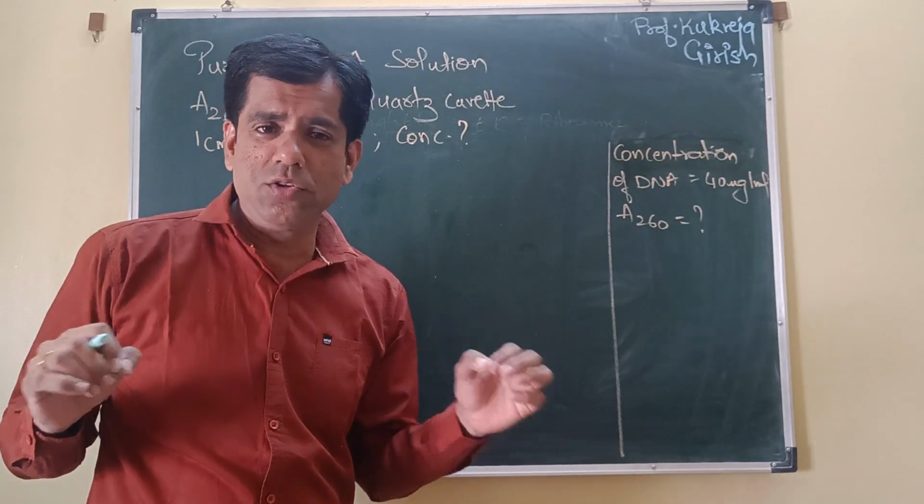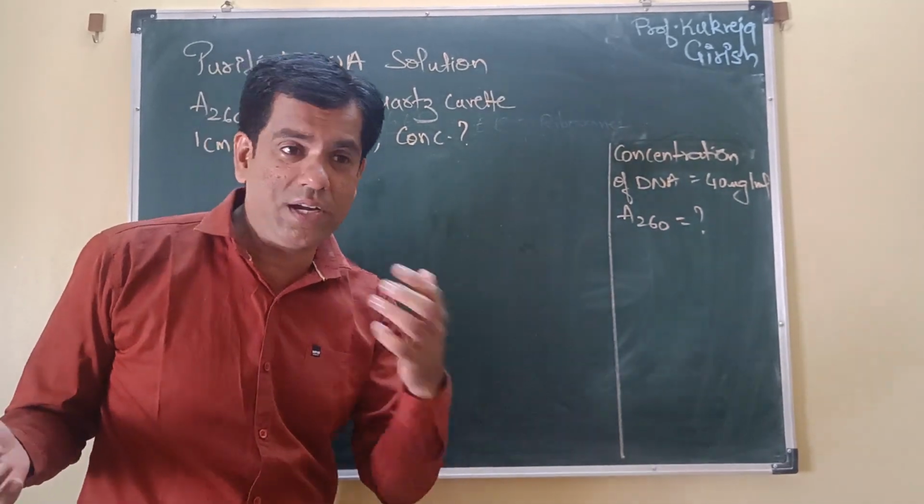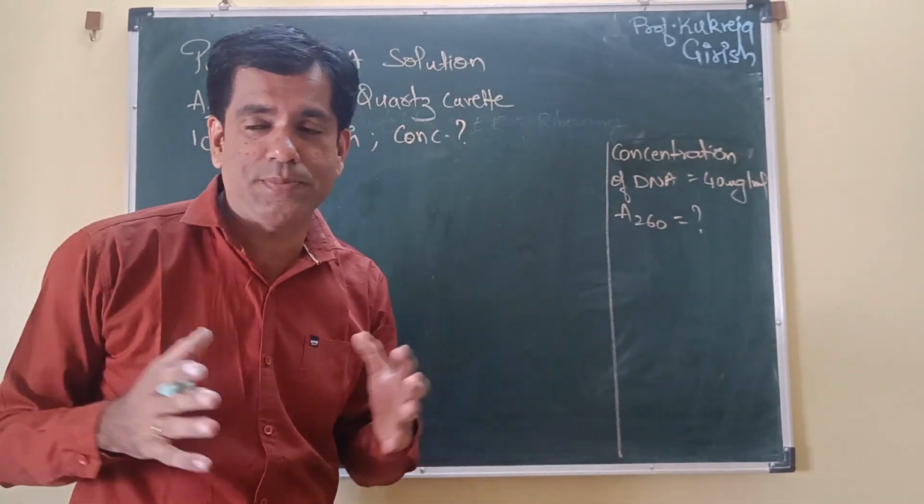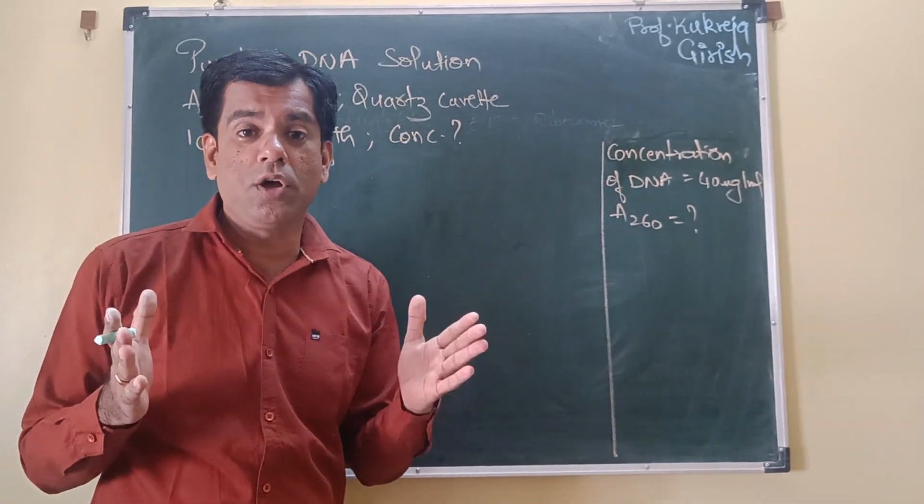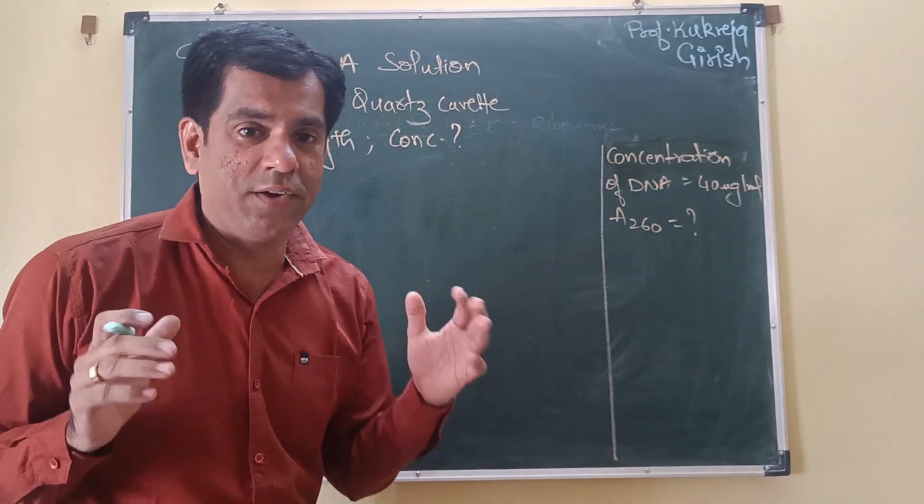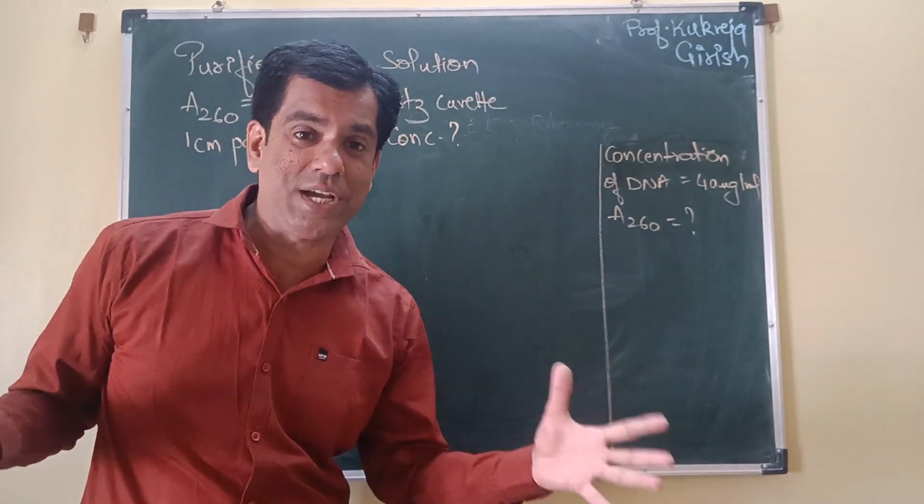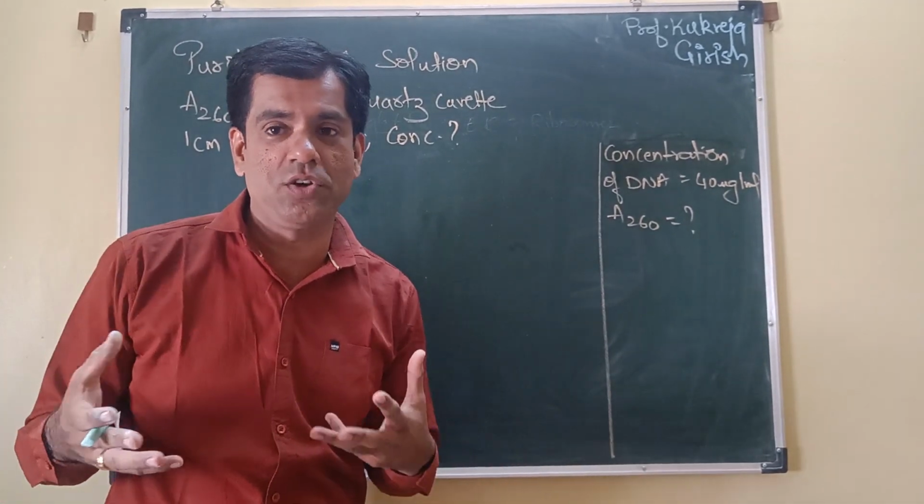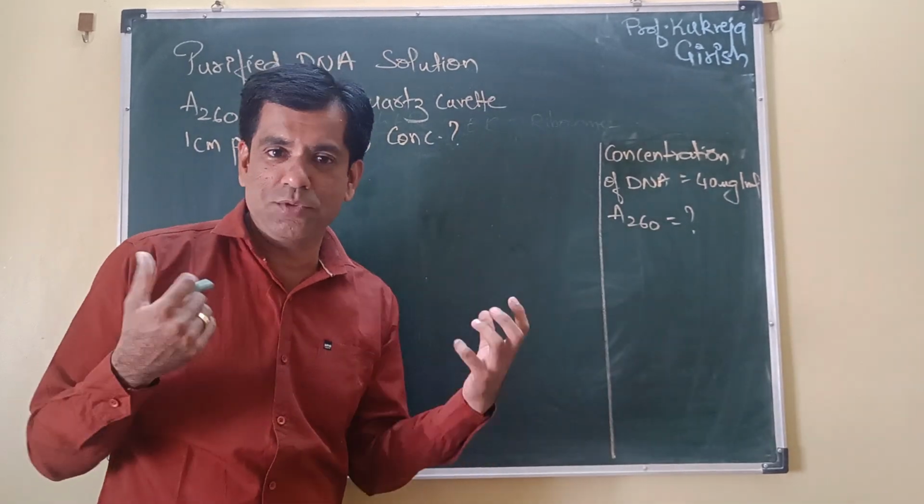One of the most commonly used methods in any laboratory where we have a UV-visible spectrophotometer is the absorbance at 260 nanometer. We all know that we use a quartz cuvette. You can go somewhere else in the same channel and find out what are the different ways of estimating DNA.